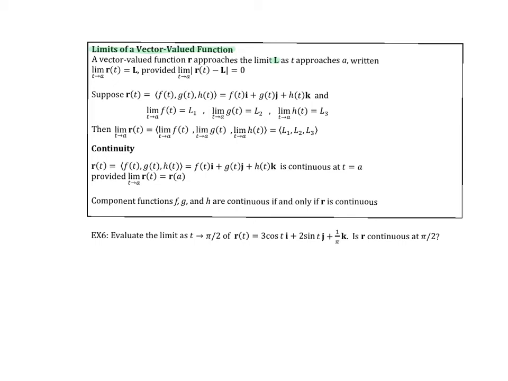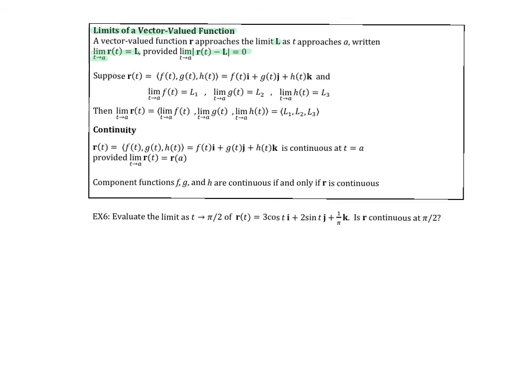We're working with vectors. As we take limits and derivatives and integrals of vector valued functions, they're all going to be vectors. Okay? So a vector valued function approaches our vector limit, and we write it the same way we write limits: the limit as t goes to a of r of t is equal to L, provided that the absolute value of their difference is equal to 0. So that's going back to our definition of a limit from Calculus 1.